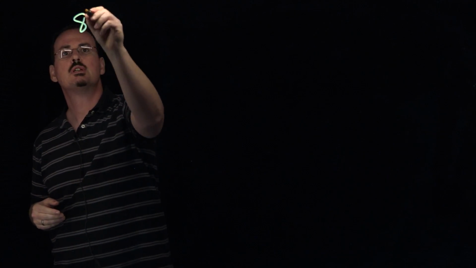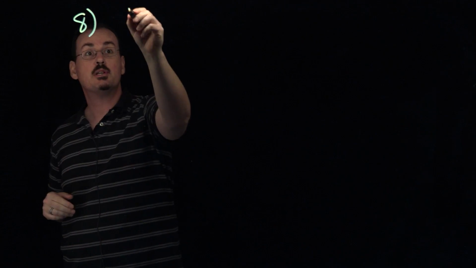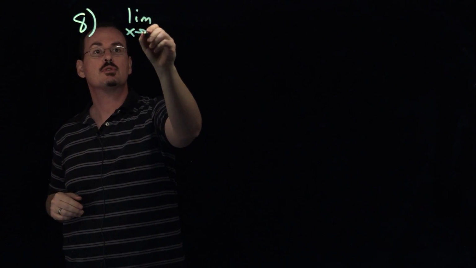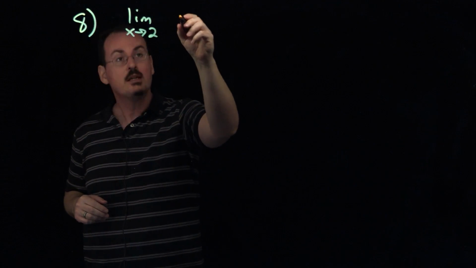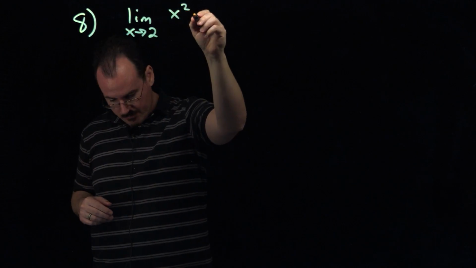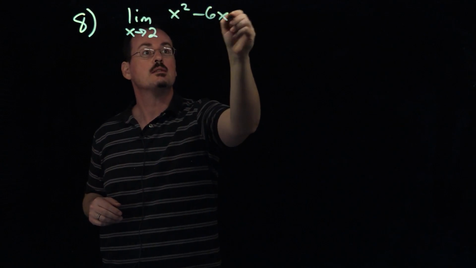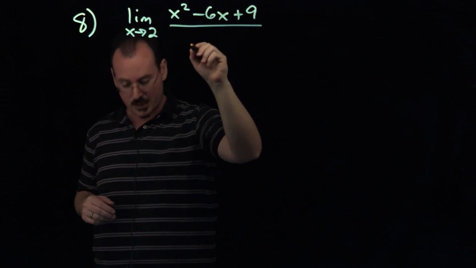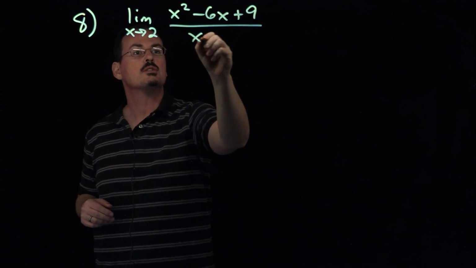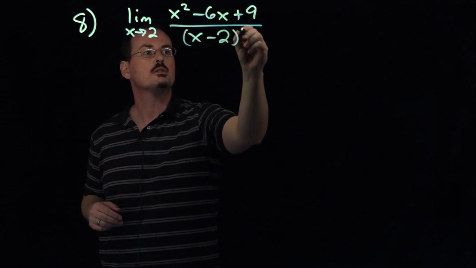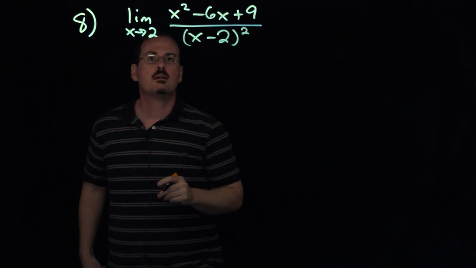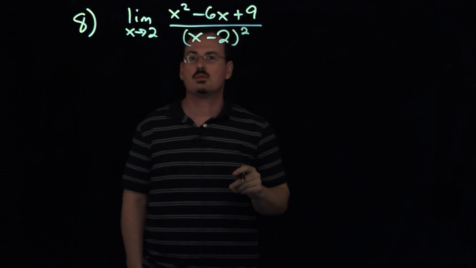We're going to do example 8 on section 3.1. This one says to find the limit as x approaches 2. Example 8, find the limit as x approaches 2 of (x squared minus 6x plus 9) divided by (x minus 2) squared. Okay, now this one is going to be a little bit different than the ones that we had seen before.